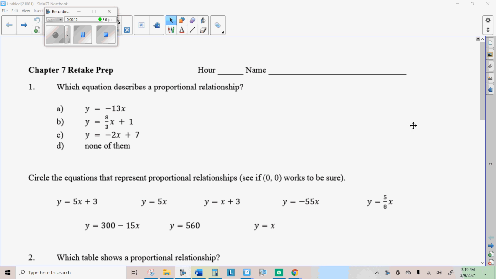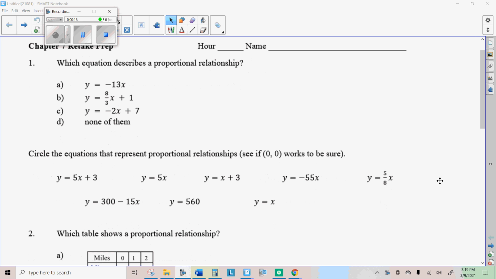I'm going to do a problem for you, and then you're going to do a couple on your own. And you're going to message me if you still aren't understanding it, and we'll go over it some more. But first question asks, which equation describes a proportional relationship?